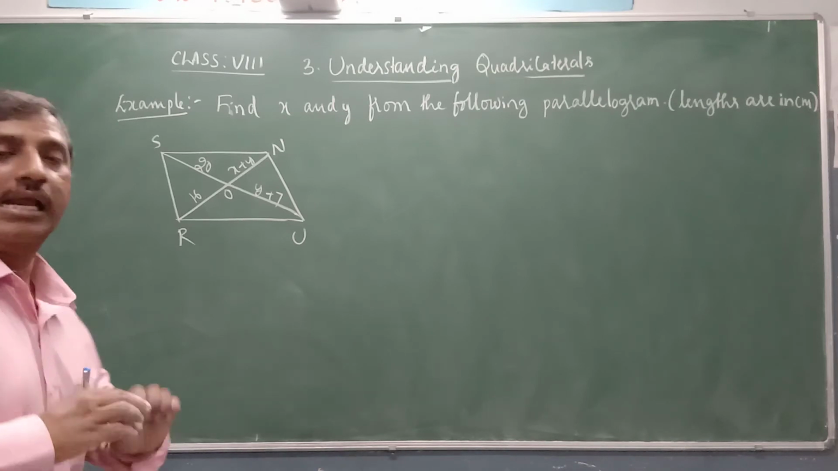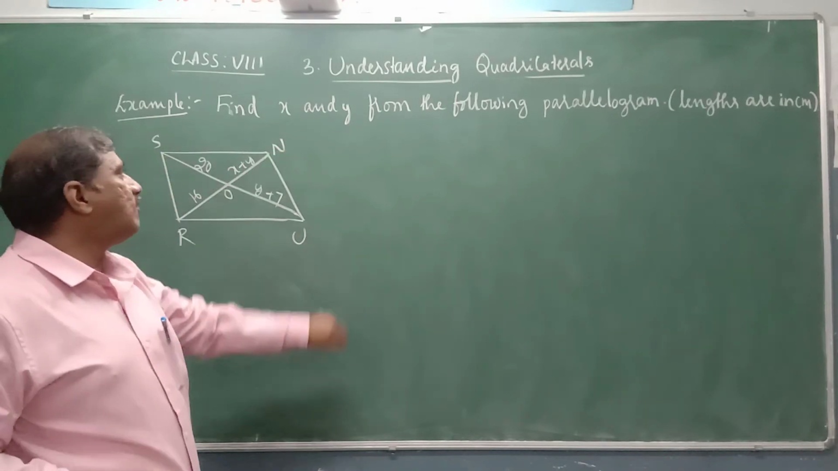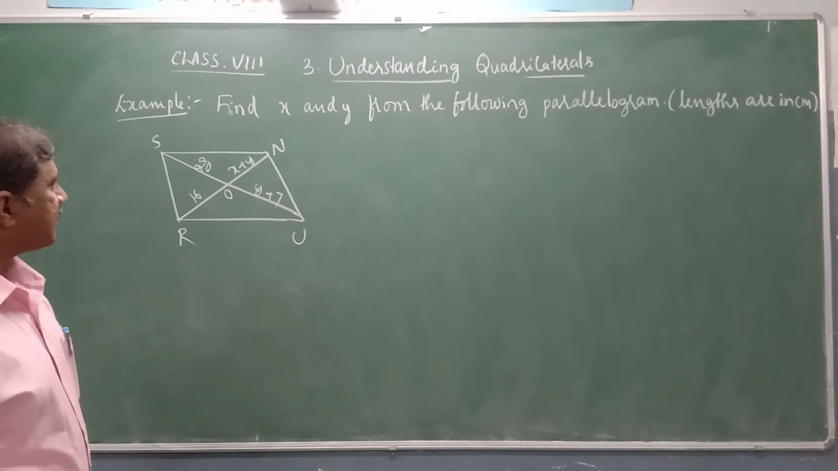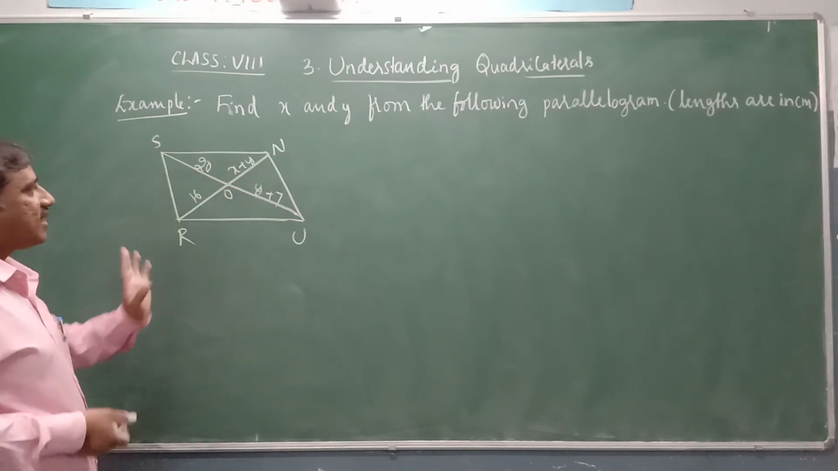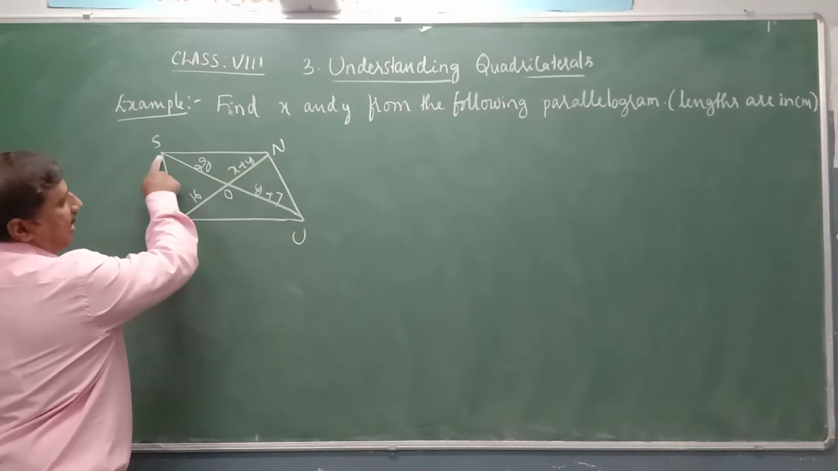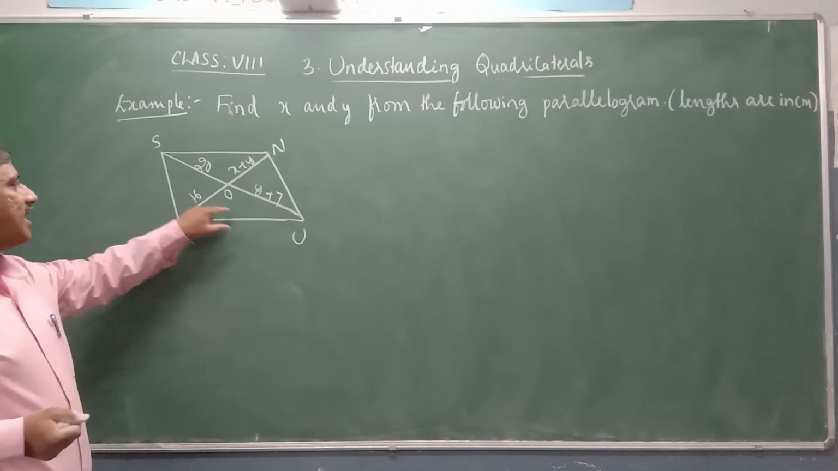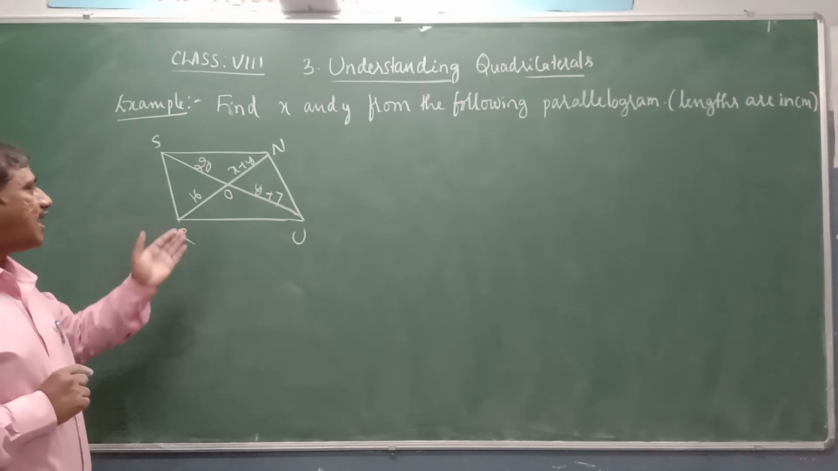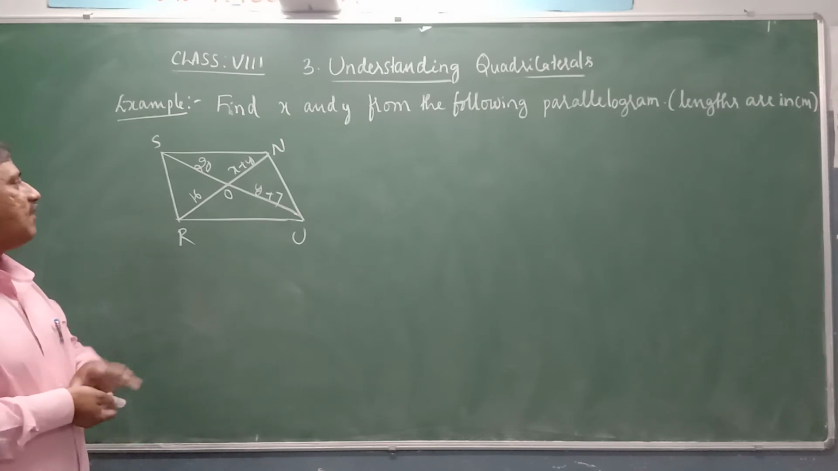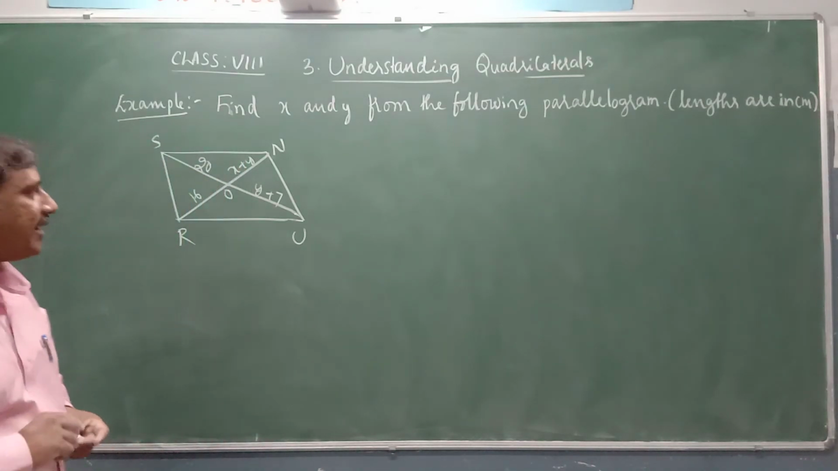Here is an example on the application of properties of parallelogram. Find x and y from the following parallelogram. Lengths are in centimeters. RUNS is a parallelogram, and the two diagonals are RN and SU. The lengths of the diagonals we don't know, but they are expressed in terms of variables. We have to find what x and y are. If we find x and y, we can find the lengths of the diagonals also.